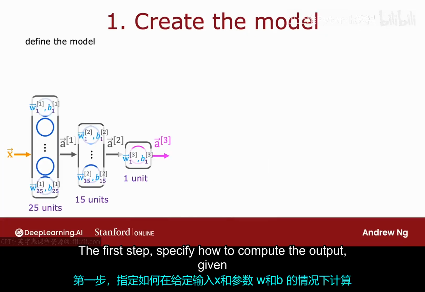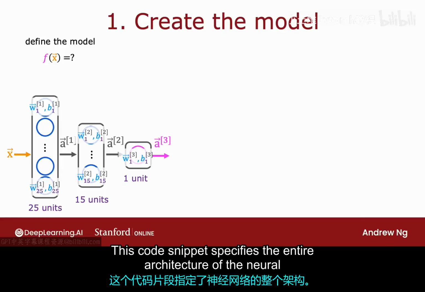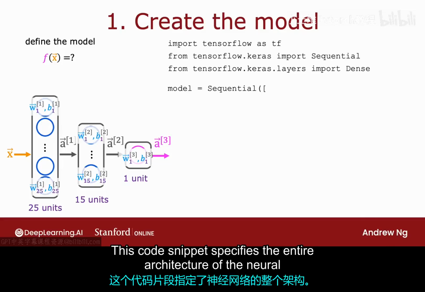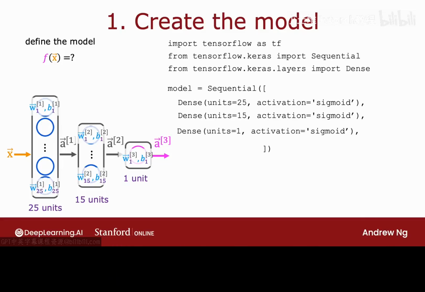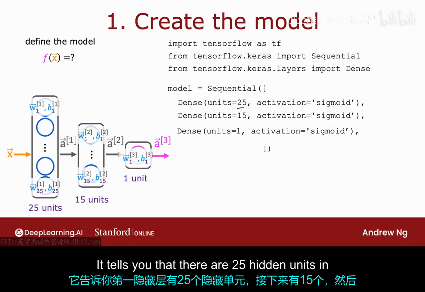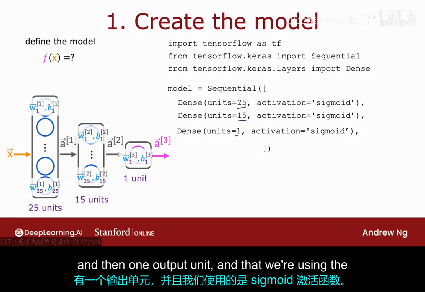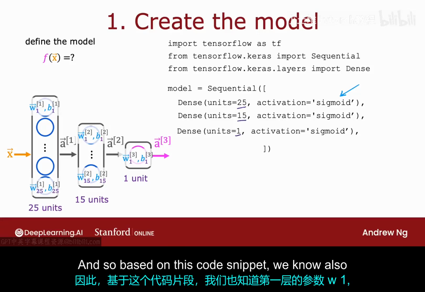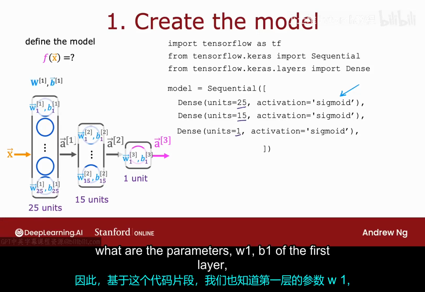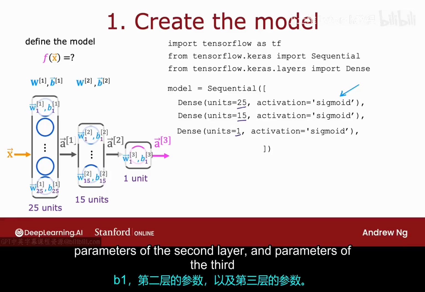The first step is to specify how to compute the output given the input x and parameters w and b. This code snippet specifies the entire architecture of the neural network. It tells you that there are 25 hidden units in the first hidden layer, then 15 in the next one, and then one output unit, and that we're using the sigmoid activation function. Based on this code snippet, we also know the parameters: W1, B1 of the first layer, parameters of the second layer, and parameters of the third layer.